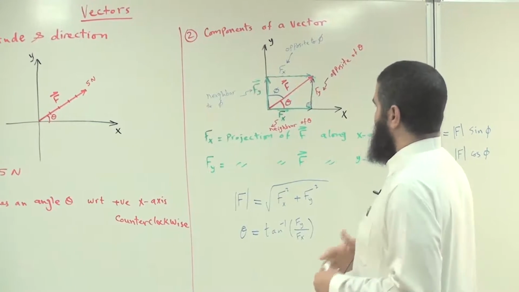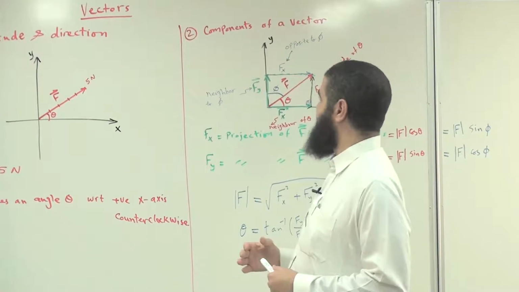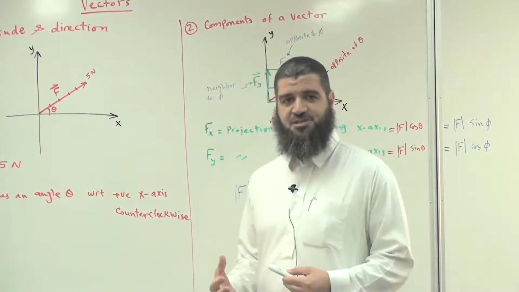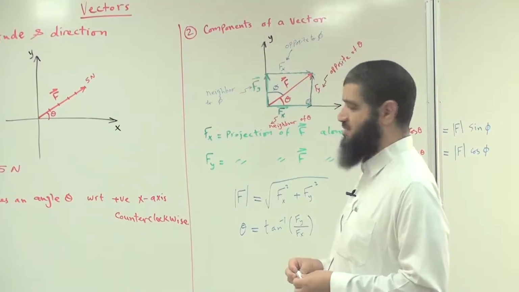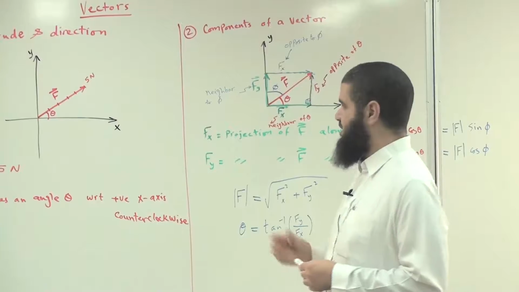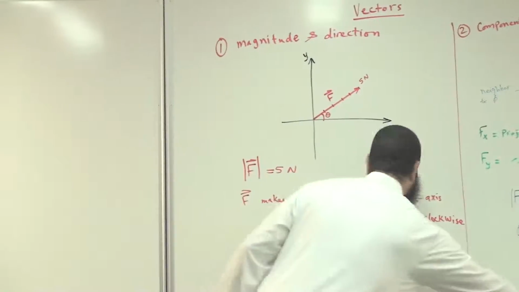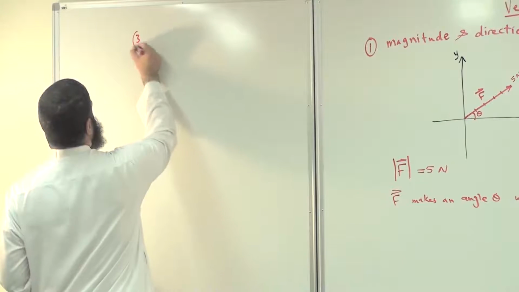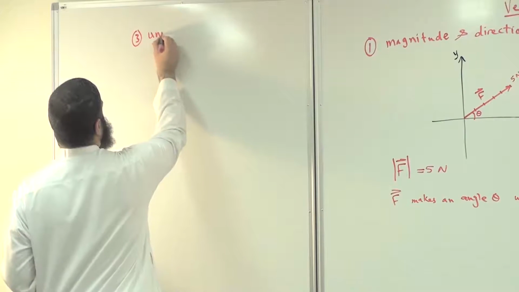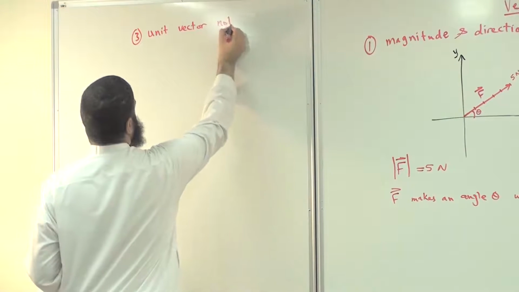Now, we would like to make our life simpler, and we make another third representation, which is called the unit vector notation representation. Okay, let me do it on this side. So number 3 is the unit vector notation.